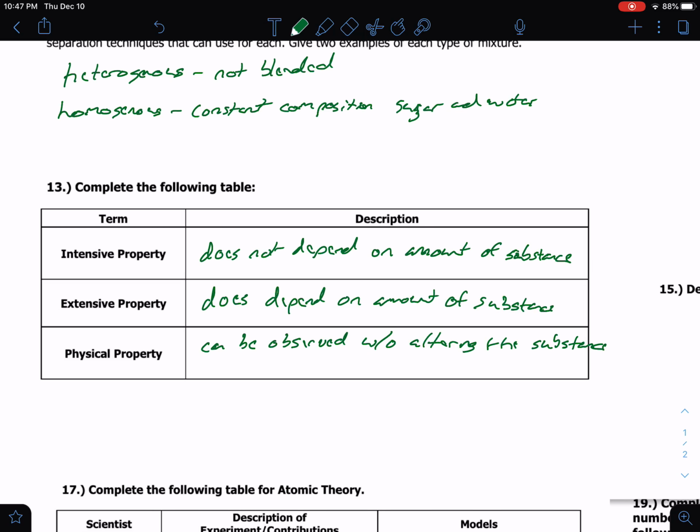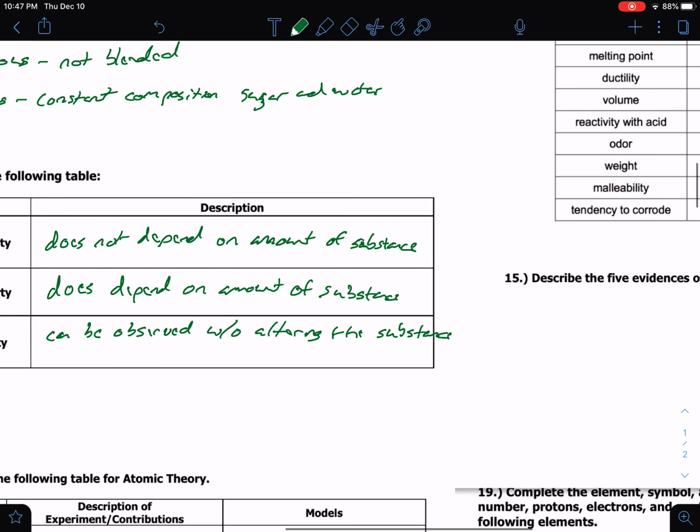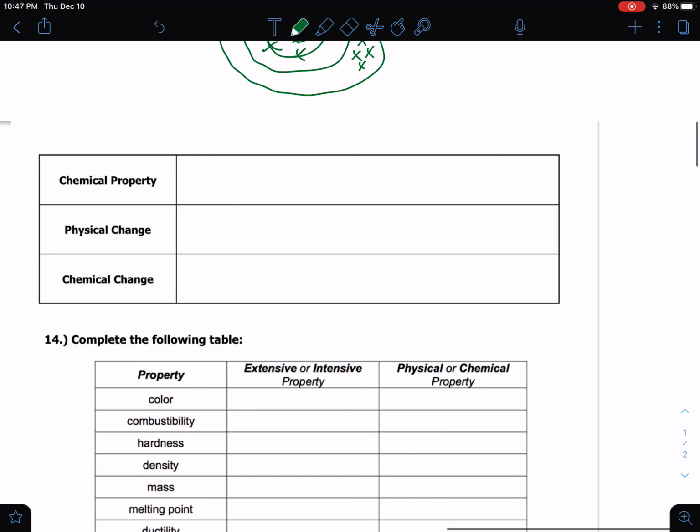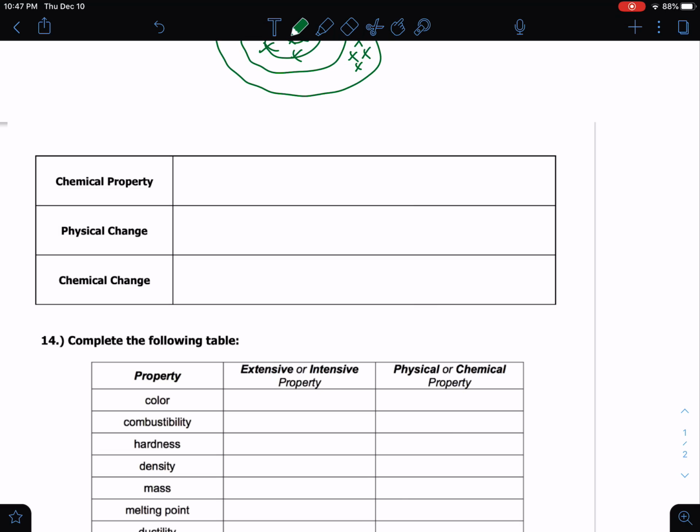Okay, so that'd be something like looking at what color it is. I don't have to change it to notice that the color is a physical property. Now a chemical property is observed when a chemical reaction occurs. So that means we're actually changing up the substance, it's being morphed into something else.